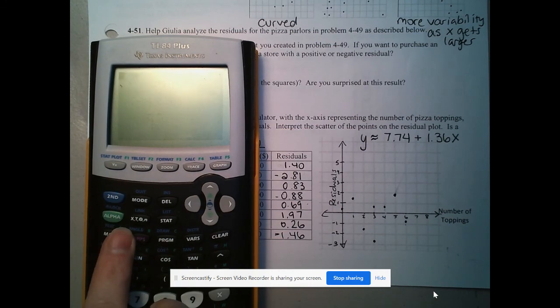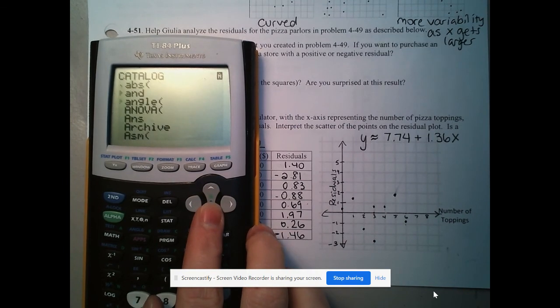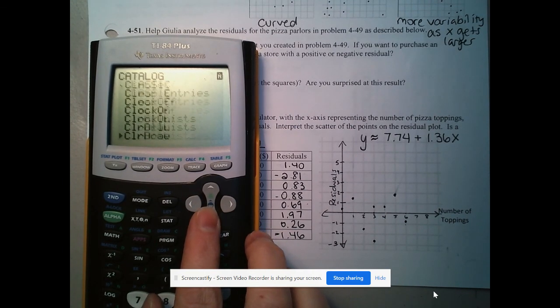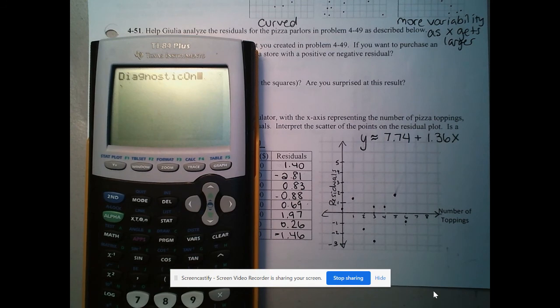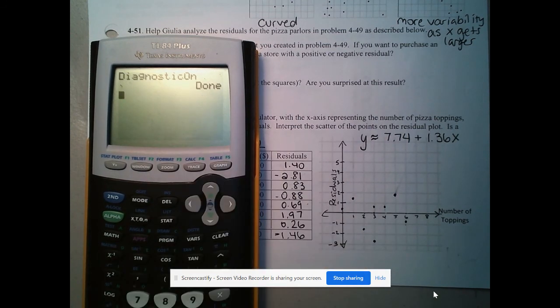And the very first thing is to go second catalog and go down to make sure that we turn on diagnostics for the next problem. So anytime you are completely done with a question, make sure that you reset everything and you turn diagnostics back on and that the calculator tells you it has been done. So I'm ready to flip over to the back side, which is going to be the second video.